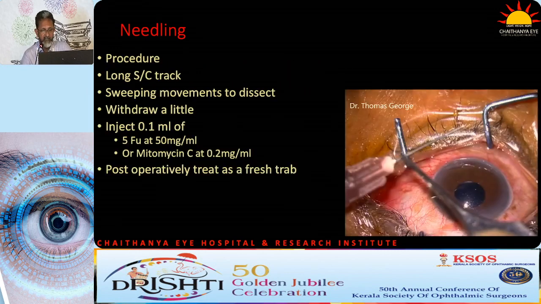The procedure is to create a long subconjunctival track, use sweeping movements to dissect the scar underneath. You can even go under the scleral flap if you think the scleral scarring is more. Then at the end of it, you can give a little bit of 5-fluorouracil, 5 mg of 5-fluorouracil, that's 0.1 ml of the 50 mg per ml, or mitomycin C at 0.2 mg per ml, 0.1 ml away from the ostium, because you don't want it to go undiluted into the AC and cause corneal decompensation, because both these solutions are highly acidic, and treat it like a fresh trab post-operatively.